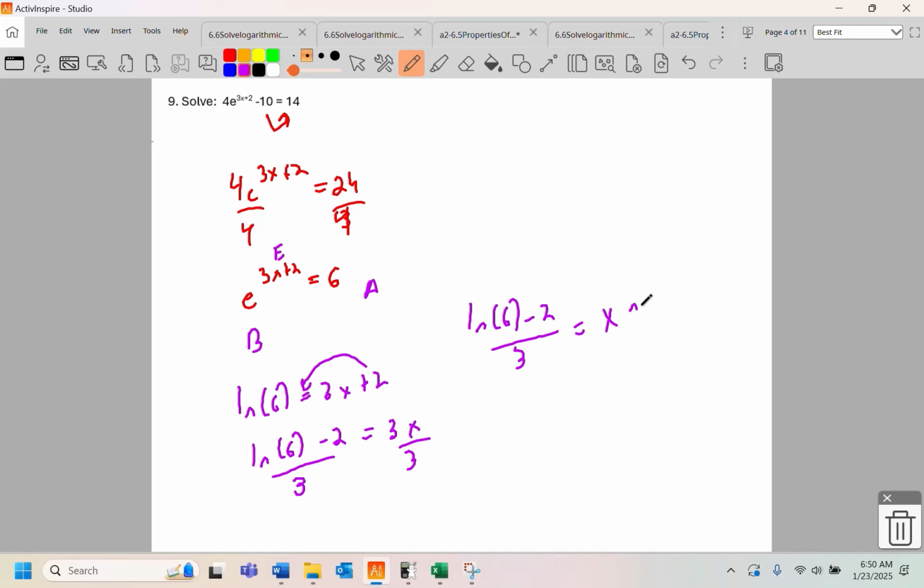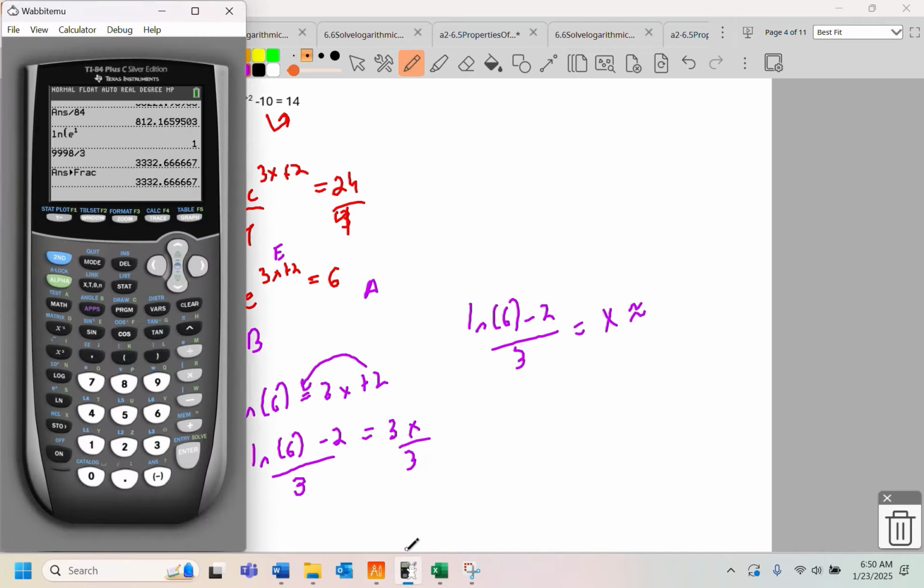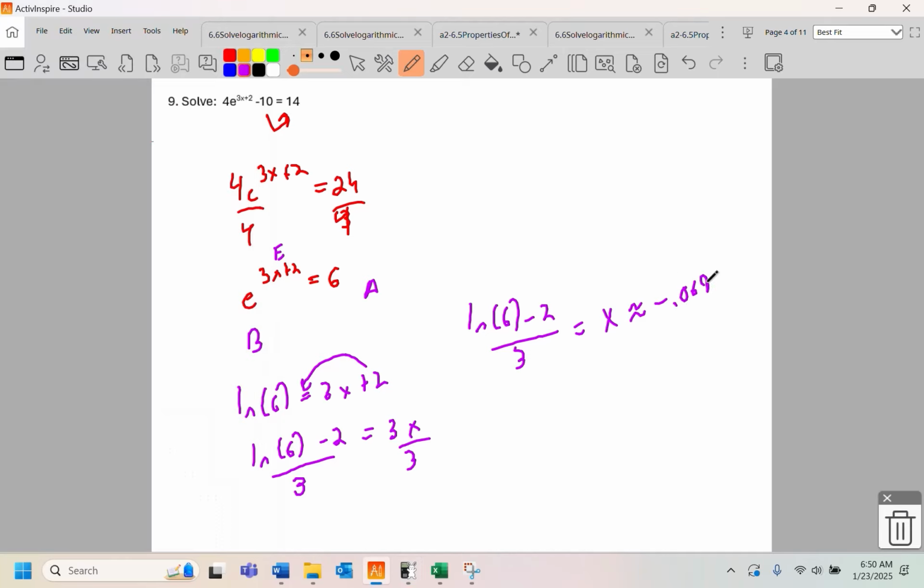Now, if you want to know what it is, push buttons. Notice I did the new, I didn't feel like going to math, no N over D. There's your answer in decimal, about negative 0.0694. Darn close to it.